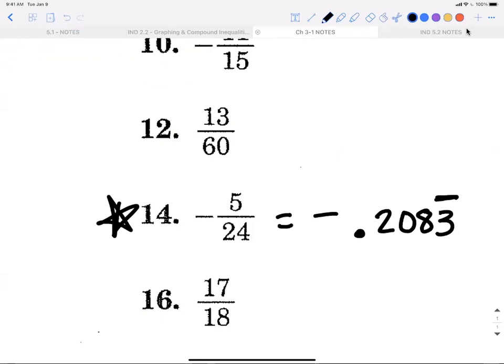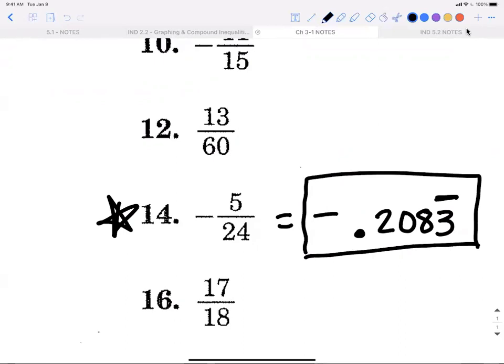All right, are we good with that? Make sure if your fraction's negative, make sure your decimal's negative. Don't lose that negative sign in your answer. And if you have anything repeating, put the line just over the part that repeats.